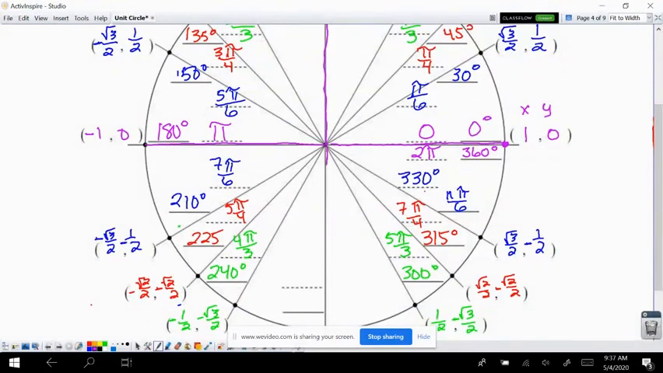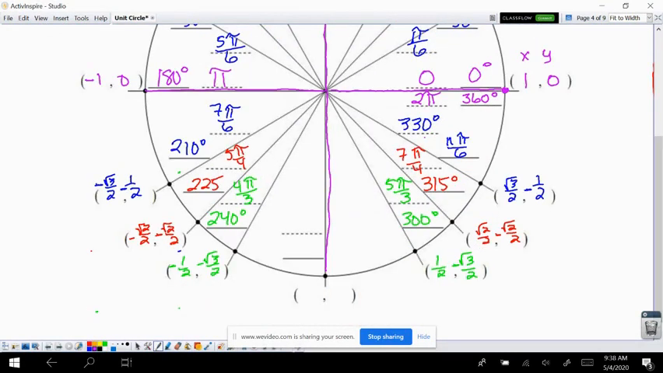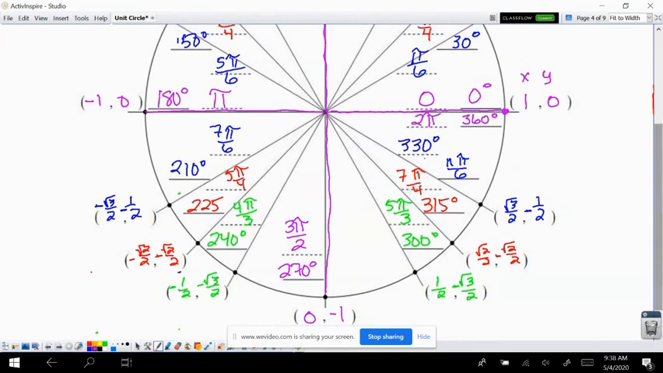And last, 270 degrees, which would be our negative y-axis, all the way down here. So with 270 degrees, we would get a radian measure of 3 pi over 2. And as we look for the x and y coordinates, we did not move left or right, so our x coordinate is 0. We came down 1 radius, so going down would give us -1. And that is the complete unit circle.